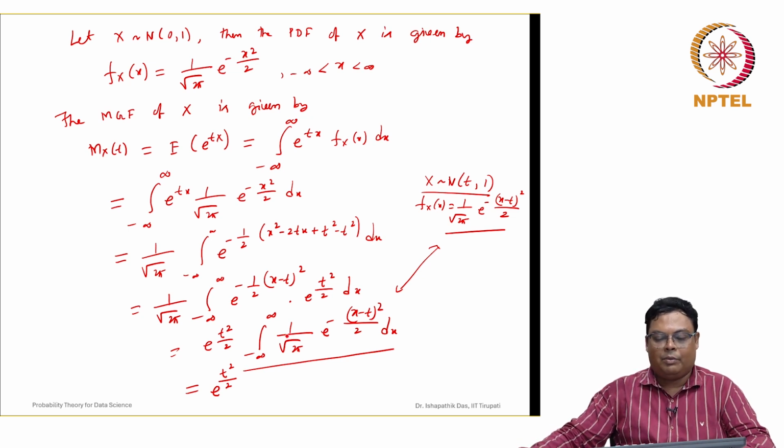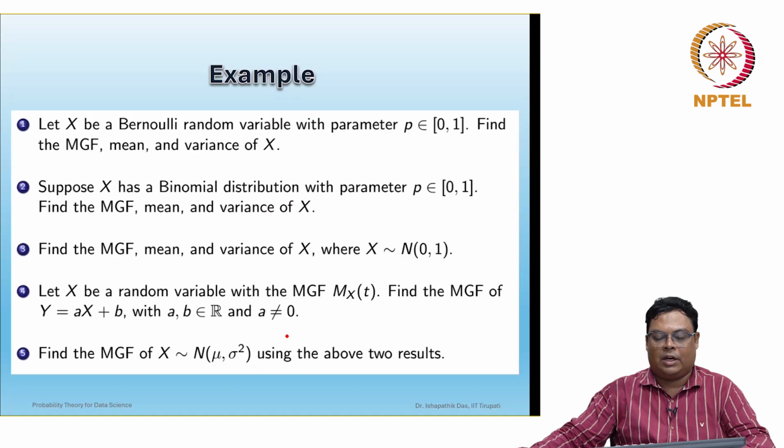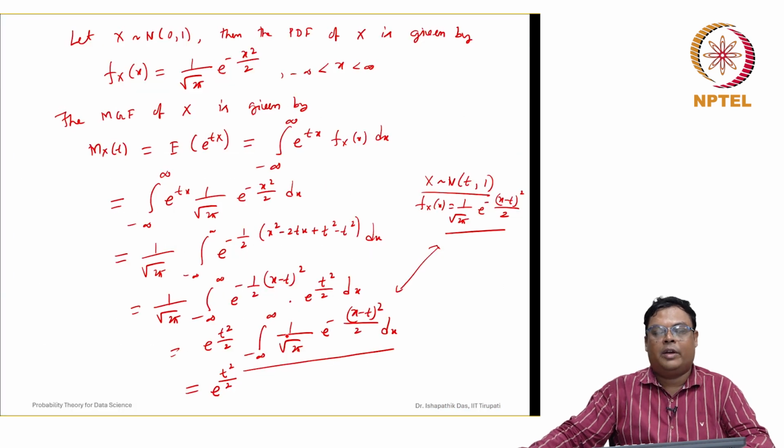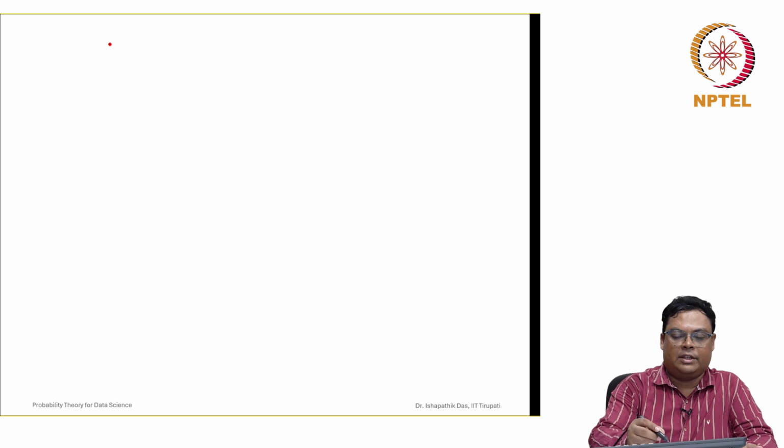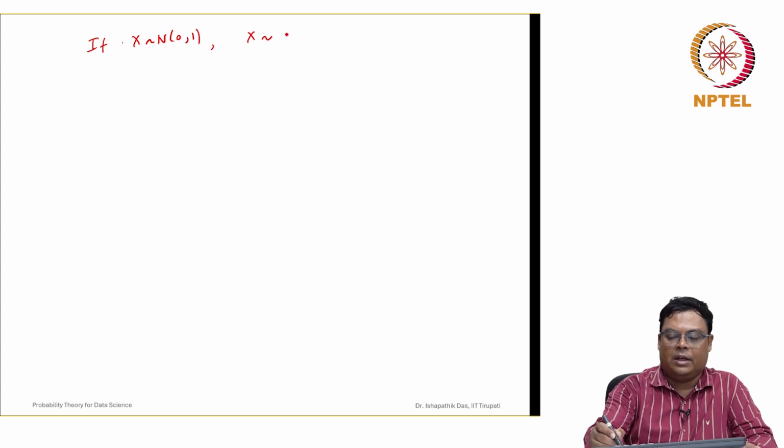Now we have to find the mean and variance of this random variable. You can remember that when we discussed the normal distribution, the mean and variance computation was a little tricky. Now we know that X is normal 0, 1, so the moment generating function M_X(t) is nothing but e to the power of t square by 2.